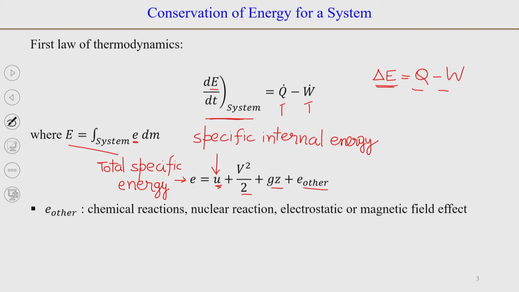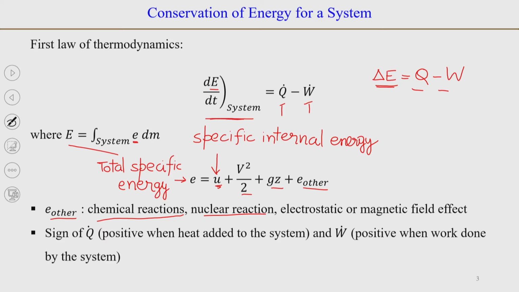plus some other forms of energy that might be there. These other forms of energy can include chemical energy caused by chemical reactions, exothermic or endothermic reactions, energy due to a nuclear reaction, or electrostatic or magnetic field effects. In almost all the cases that we consider in this course, e other, this contribution to total specific energy, will be 0.